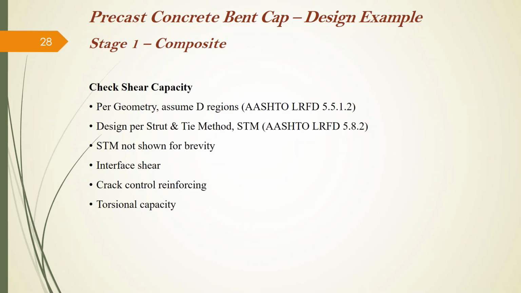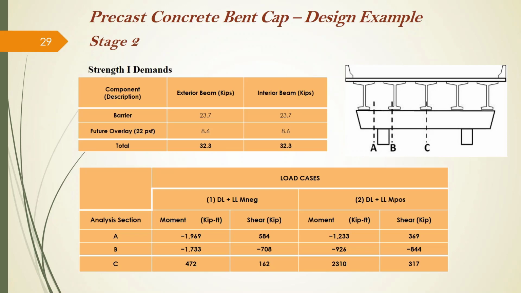Also, we need to look at the interface shear between phase 1 and phase 2, which we'll be talking about more shortly, and crack control and torsional capacity of stage 1, because the contractor may elect to erect the girders on top of the stage 1 cap beam one span at a time. Then you will have some torsional demand as well. Next slide, please.